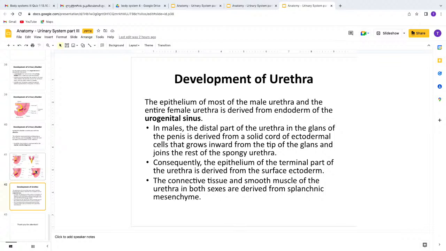So the epithelium of most of the male urethra and the entire female urethra is derived from the endoderm of the urogenital sinus. In males, the distal part of the urethra in the glans of the penis is derived from a solid cord of ectodermal cells that grow inwards from the tip of the glans and join the rest of the spongy urethra. The epithelium of the terminal part of the urethra is derived from the surface ectoderm, and the connective tissue and the smooth muscles of the urethra in both sexes are derived from the splanchnic mesenchyme.